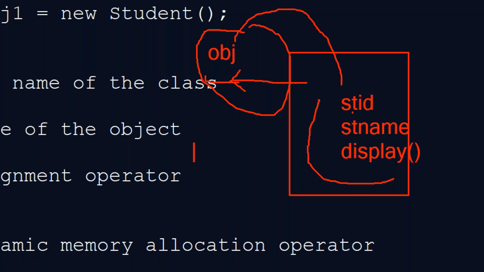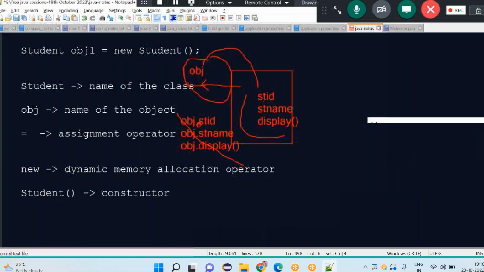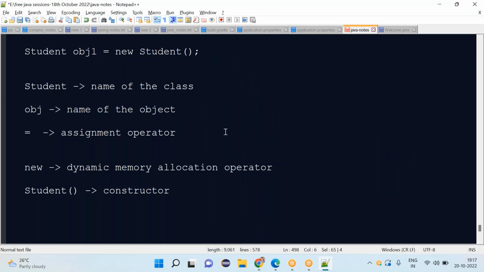Here, what is the syntax? With respect to an object, if you want to access or invoke the properties of the class, you have to use this syntax. What is that syntax? Tell me. Object name dot property name. Object name dot property name, like the display method. Like this, we have to use this kind of syntax. Here the dot is acting as the access operator. The dot operator is acting as the access operator.